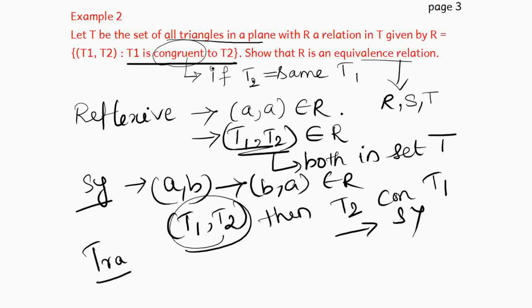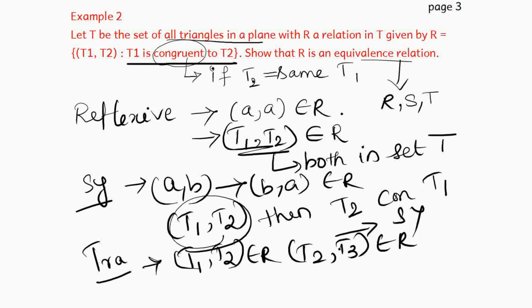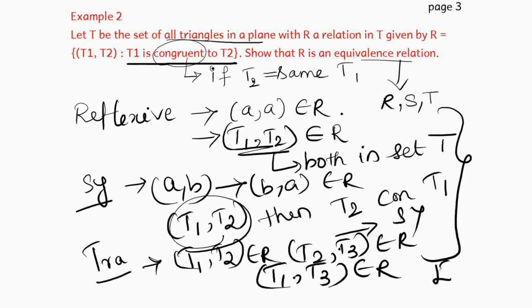Third condition is transitive. If T1 is congruent to T2 and T2 is congruent to T3, obviously T1 will be congruent to T3. That is, if the first and second are congruent, and the second and third are congruent, obviously the first and third will also be congruent. So reflexive, symmetric and transitive are proved. So this relation is an equivalence relation.